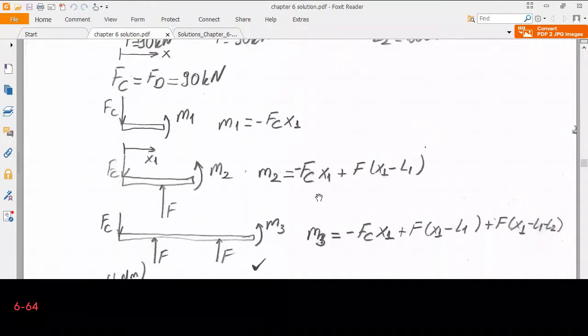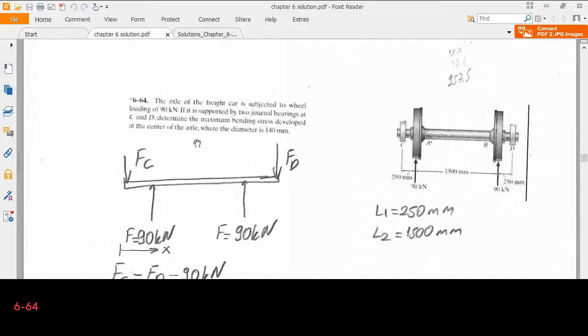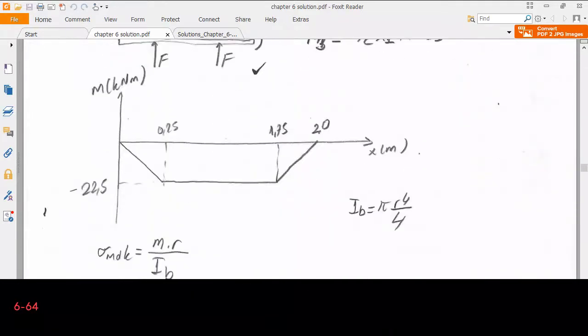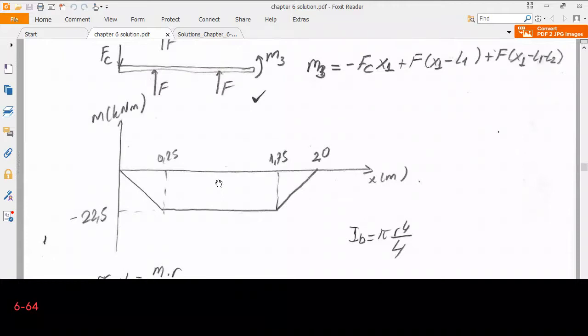Okay, we are asked for the stress at the center of the axle. So at the center of the axle, moment is minus 22.5 kilonewton meters. I'm just looking at the absolute value, therefore I omit the sign. Since it is a circular shaft, the geometry is symmetric, therefore I see the maximum stress on the surface of the axle. In fact, maximum compressive stress is equal to the maximum tensile stress. Therefore I will omit the sign.